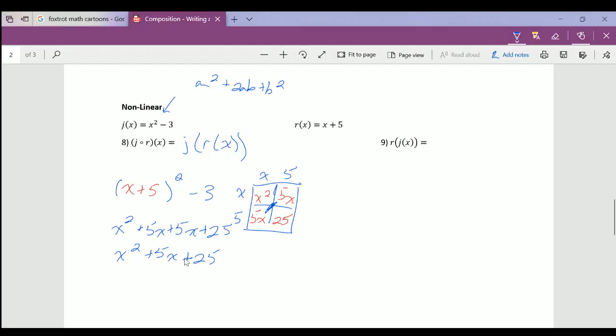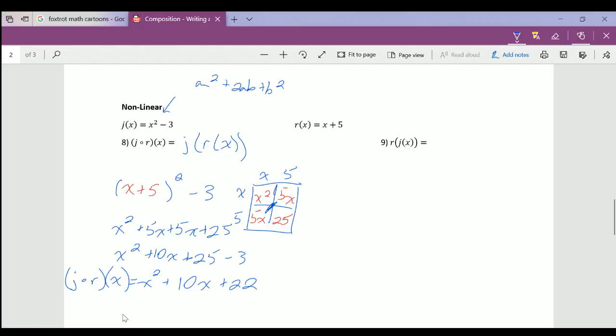Now, I know we did a lot of work just now, but don't forget what our original issue was. We only did this part right here. There is still this minus 3 that we have to contend with. Okay? Combine like terms. X squared plus 10x plus 22. And that will be our j of r of x.